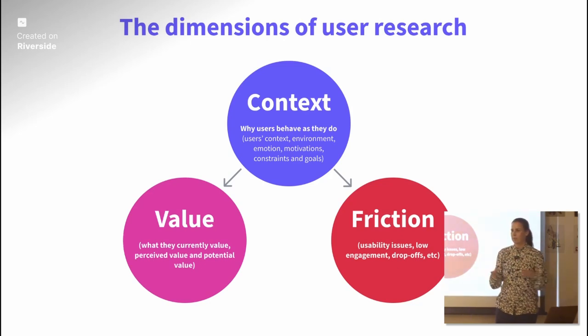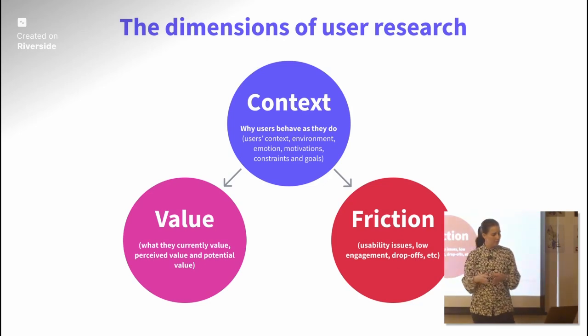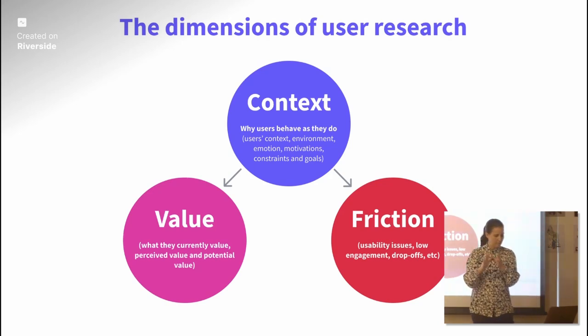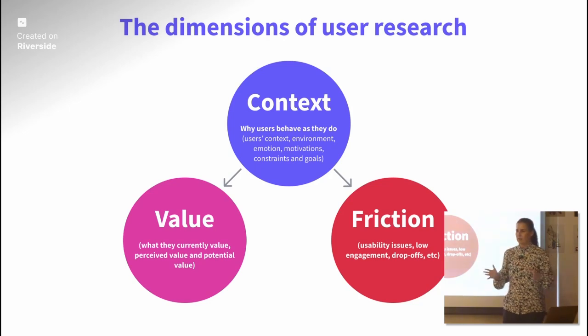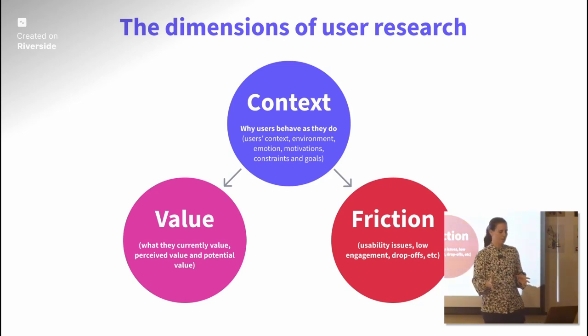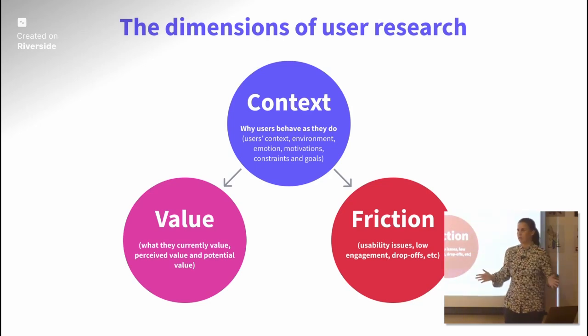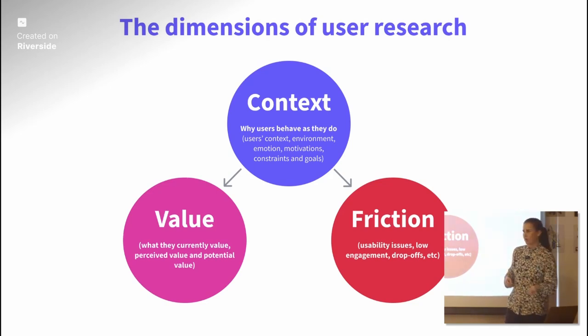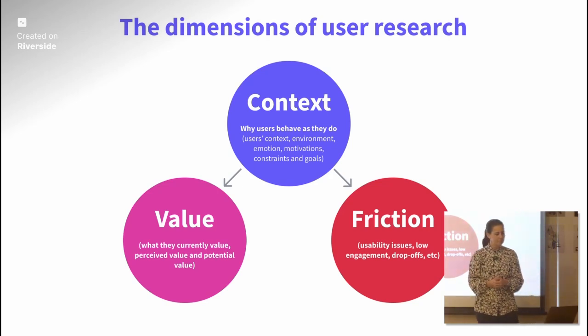Of course, there are tons of dimensions in terms of user research, but if we look at it in this way, one of the dimensions is context. So this is the base for any user research or customer research. Why users behave the way they do, and who they are. So context is the base for any research, regardless of your objectives, right? So we look into the user's context, environment, emotion, motivations, constraints, and goals, and so on.